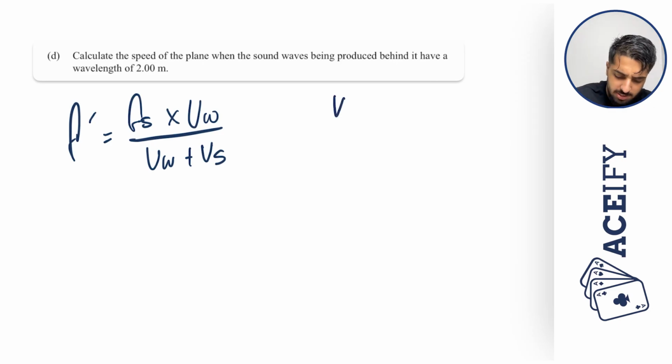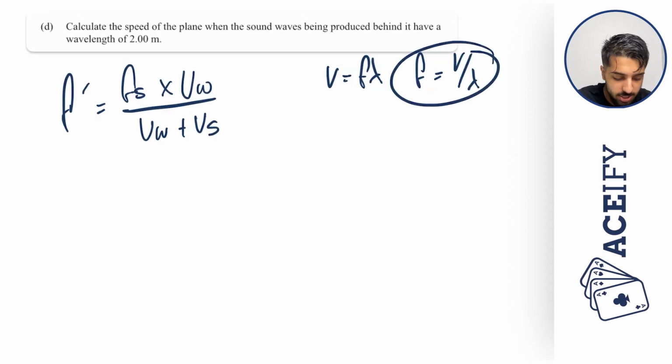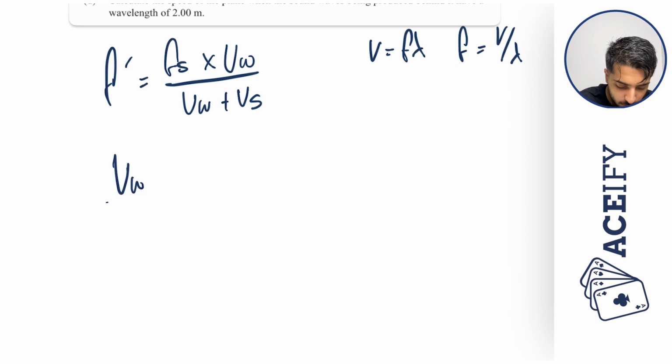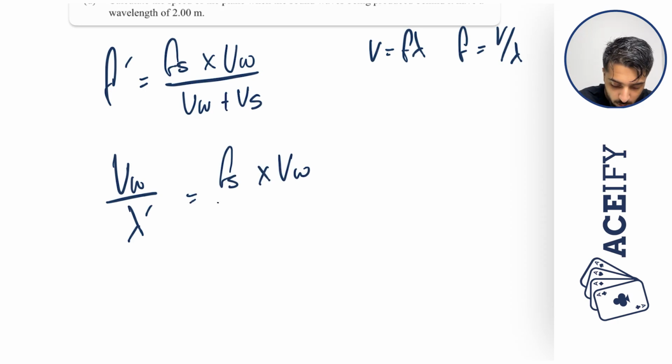Now we know that v is equal to f lambda, and therefore f is equal to v all over lambda. And so we can use this equation to substitute for our f prime, and we get VW all over our lambda prime. The reason why we use lambda prime is because this is our perceived change in wavelength, and also the reason why we use VW is because this is the velocity of the wave in this case. And so that's equal to our source frequency times our VW all over VW plus Vs.